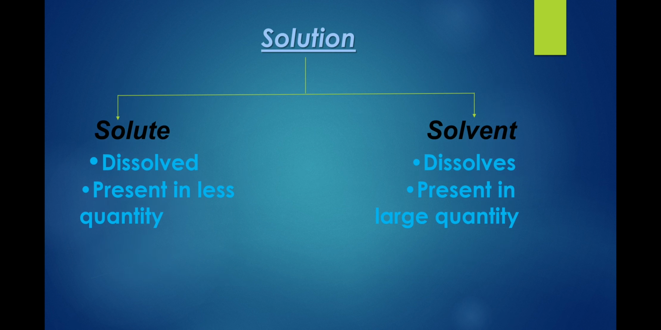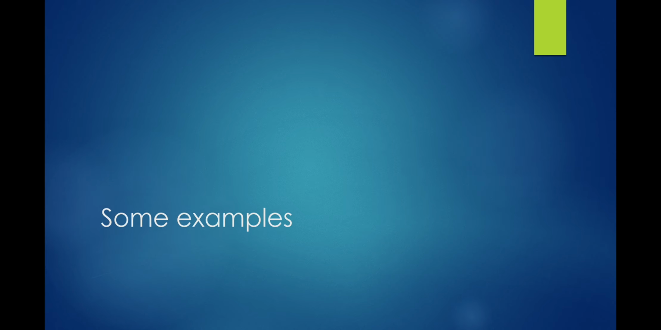A solution has two components, solute and solvent. The component of the solution that dissolves the other component is called the solvent. Usually, the solvent is present in a large amount. The component of the solution that is dissolved in the solvent is called the solute. Usually, the solute is present in smaller amounts.